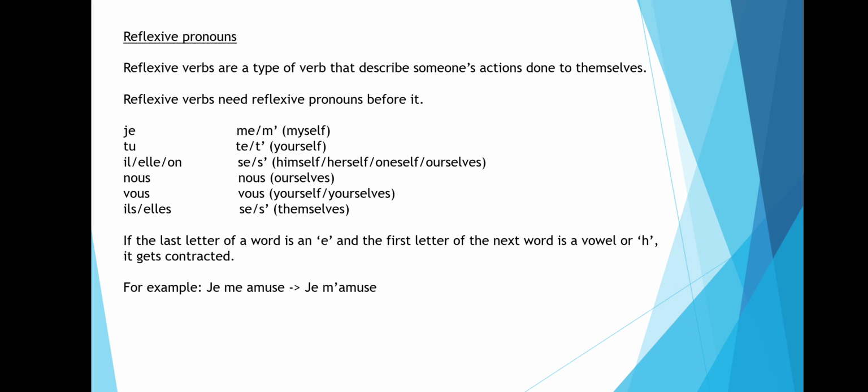If the last letter of a word is an E and the first letter of the next word is a vowel or H, it gets contracted. For example, it's not je me amuse, it's je m'amuse. Because there's an E and an A next to each other. This is just a rule in French. It applies for any word in this situation.